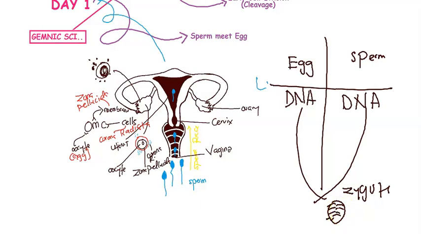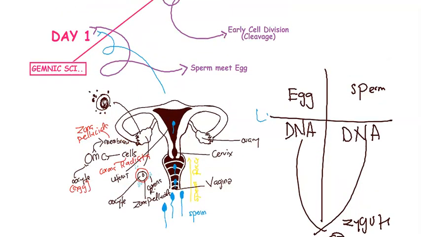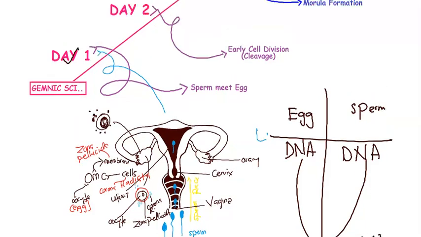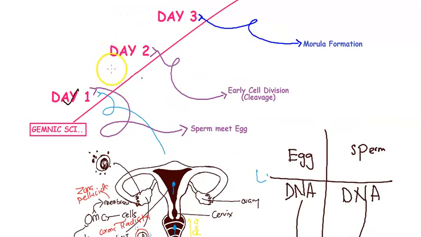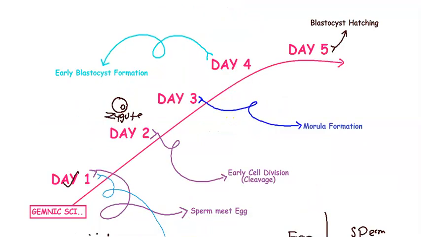So this is what really happened in day 1. We are done with day 1. Now we are moving into day 2. So on day 2, what really happened is early cell division, which we call the cleavage. Notice that on day 2, the zygote begins to divide through a process which we call the cleavage. And this is how the process takes place.